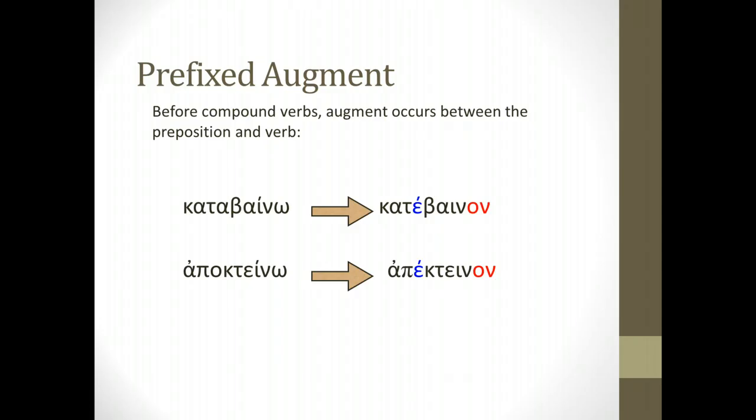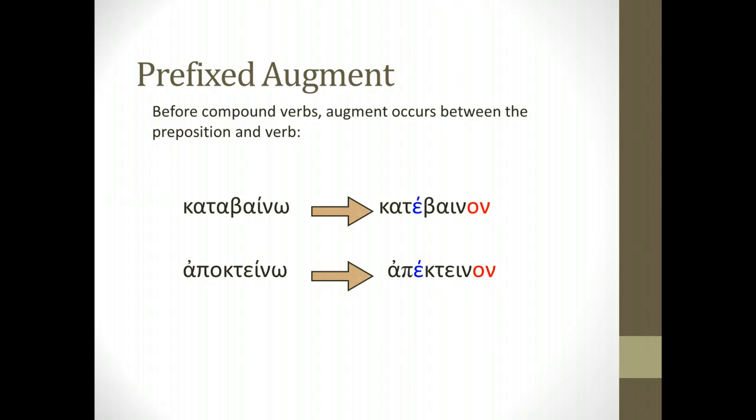Okay, but notice that the prefixed augment does not appear at the beginning of the preposition. The prefixed augment still occurs at the beginning of the verb. And so in this case, you do not end up with katabino, but you end up with katabinon. That's because the prefixed augment appears between the preposition and the verb.